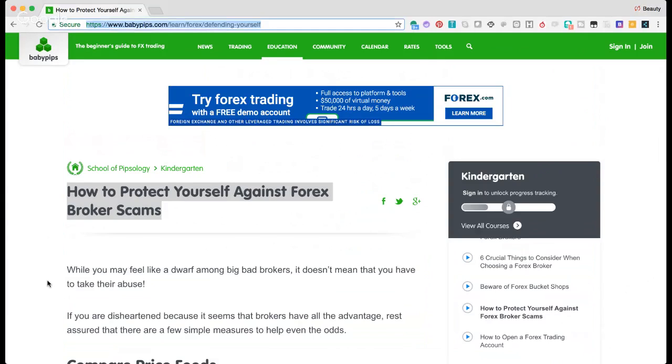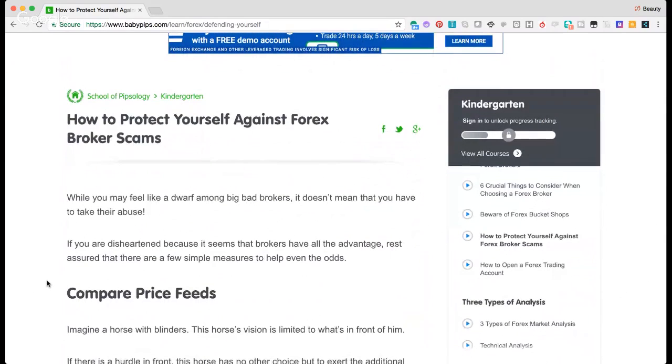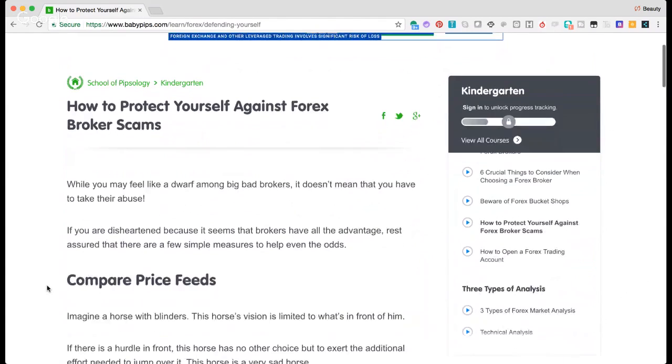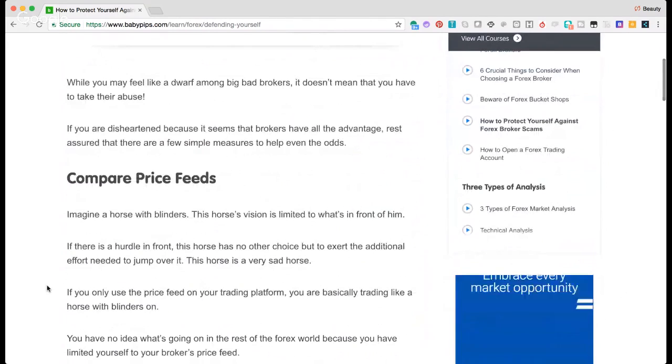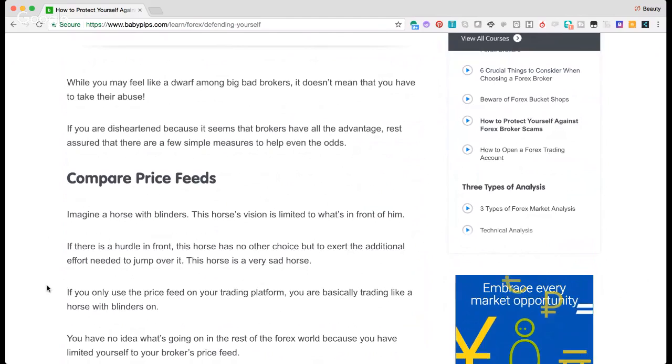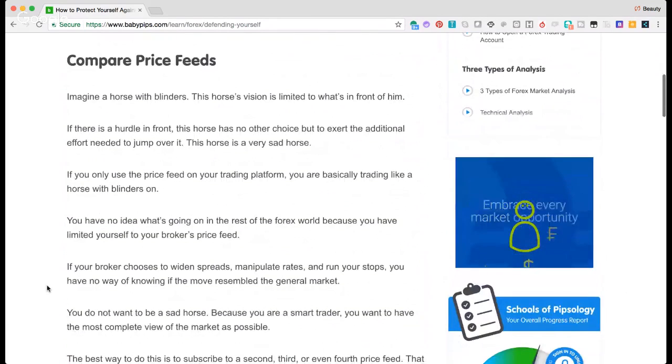Okay. While you may feel like a dwarf among big bad brokers, it doesn't mean that you have to take their abuse. If you are disheartened because it seems that brokers have all the advantage, rest assured that there are a few simple measures to help even the odds. Compare price feeds.